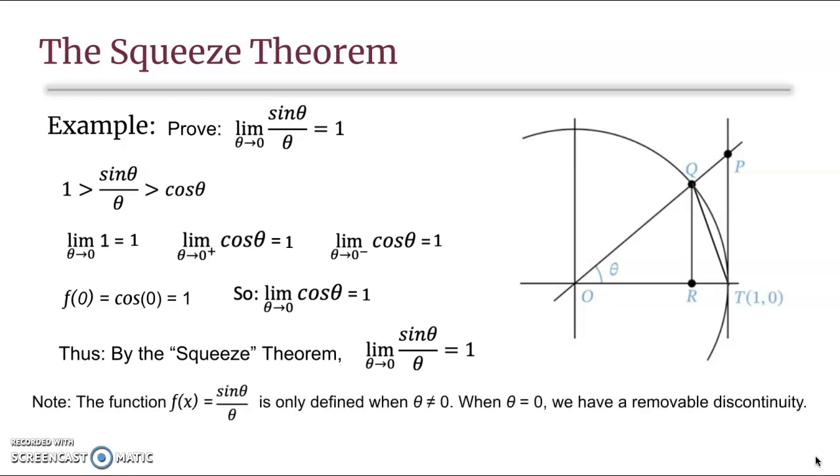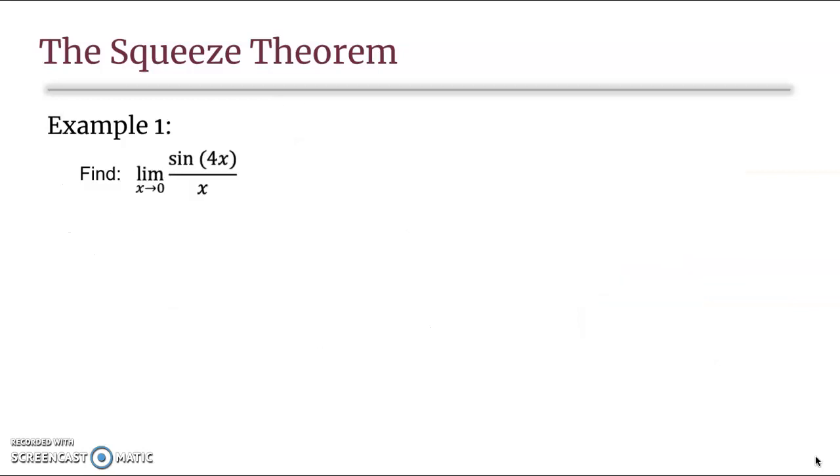And note that this function, sine of theta over theta, is only defined when theta is not equal to 0. Otherwise, we'd have a 0 in the denominator. So at that point, we have a removable discontinuity. All right, so how is this useful to us? This function, sine of theta over theta, having a limit of 1 as x approaches 0 is really useful when we want to find limits of other things.